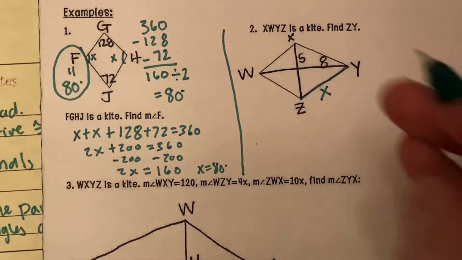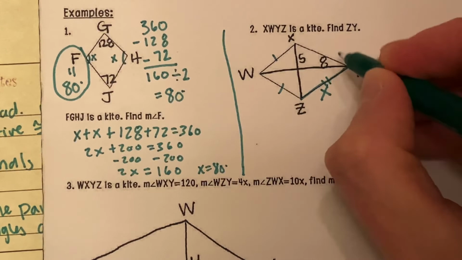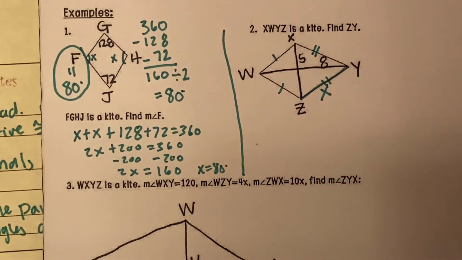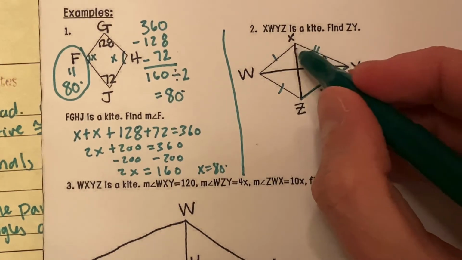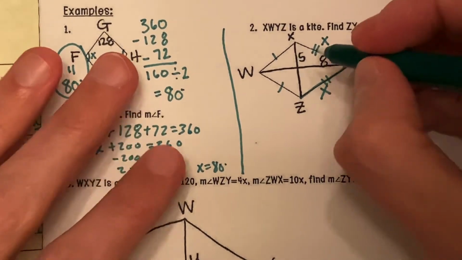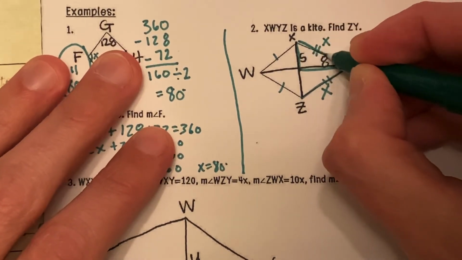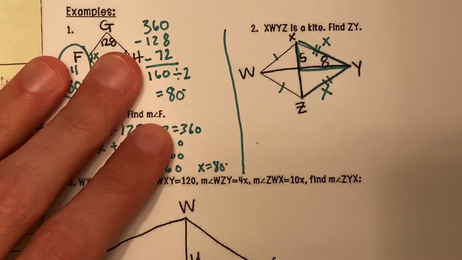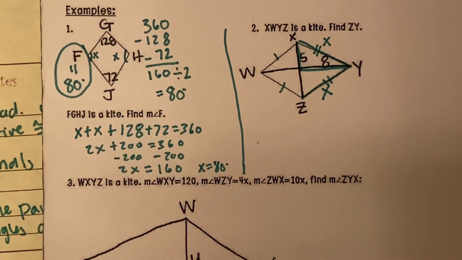So what do we know about kites? We know that these sides are congruent, and these sides are congruent. So if ZY equals x, that means XY is also x. Notice, now we have a triangle where we know 2 of the 3 sides. When we have a triangle where we know 2 of the 3 sides, how can we solve for that third side?